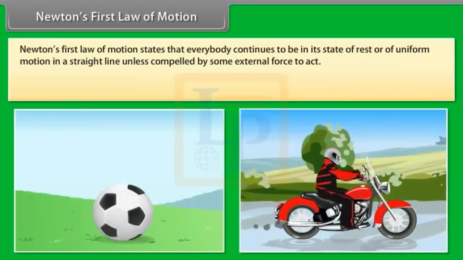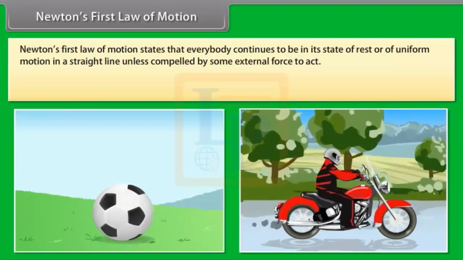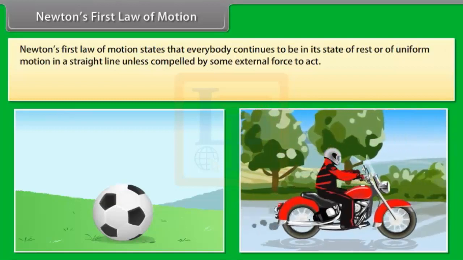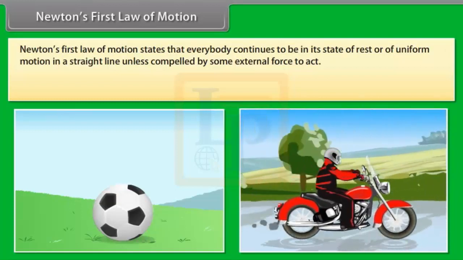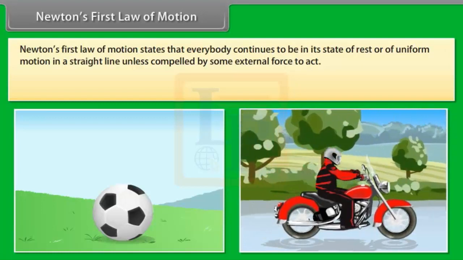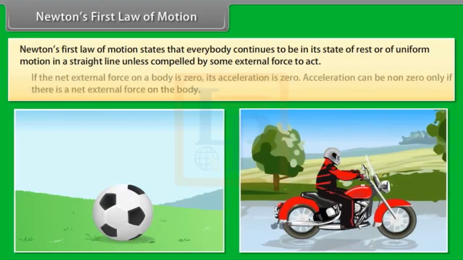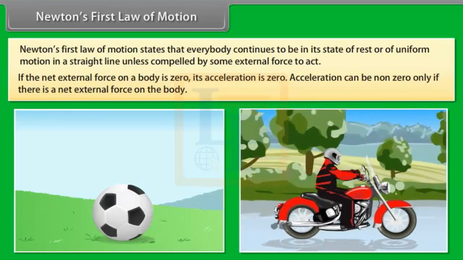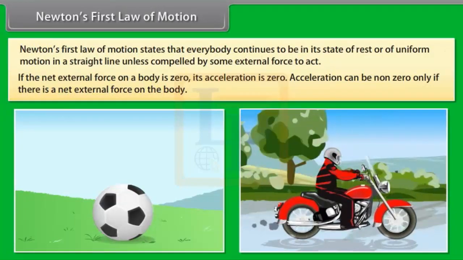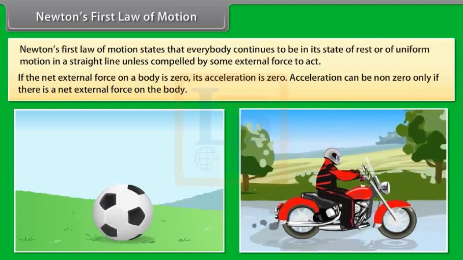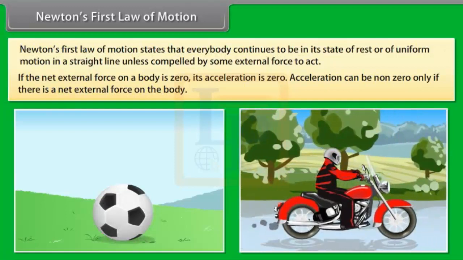Newton's first law of motion. Newton's first law of motion states that every body continues to be in its state of rest or of uniform motion in a straight line unless compelled by some external force to act. If the net external force on a body is zero, its acceleration is zero. Acceleration can be non-zero only if there is a net external force on the body.